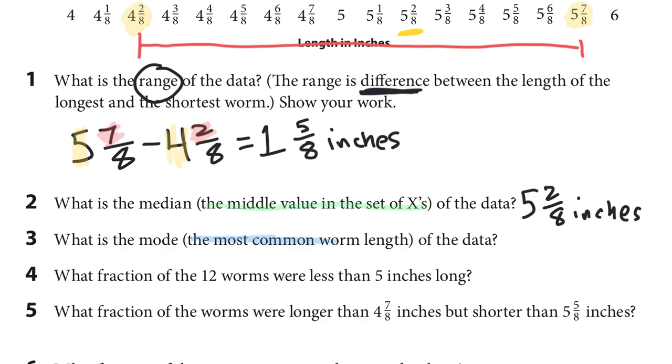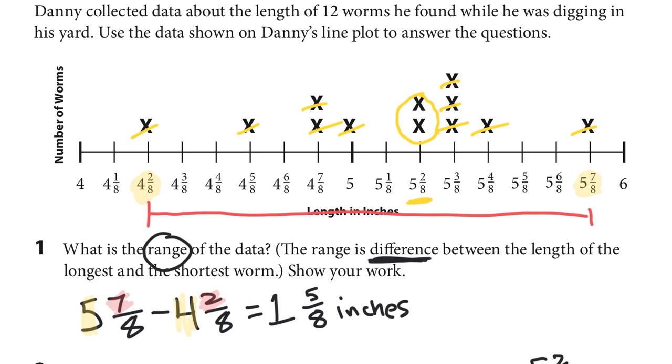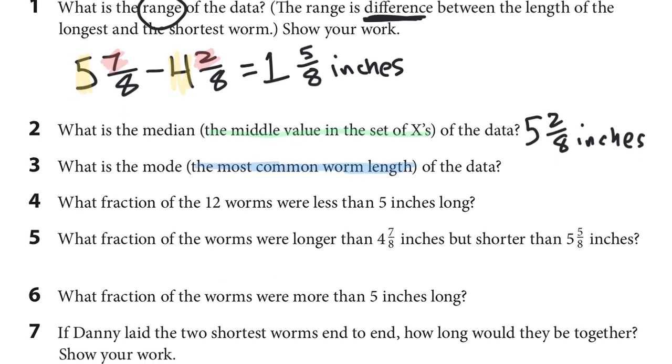And the mode is the most common worm length. So that is the value that has the most x's. Which one has the most x's? Well, hopefully your eyes are drawn to this one here. Now, a couple of them have 2, but this one has 3. So that is the mode because it has the most number of x's. That number occurs the most. So that is 5 and 3/8 inches. Let's write that down.